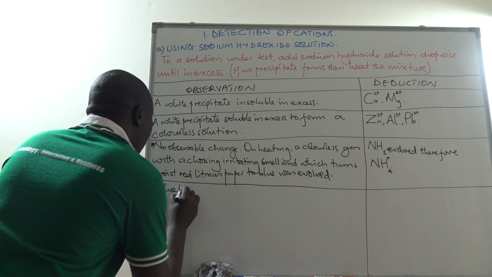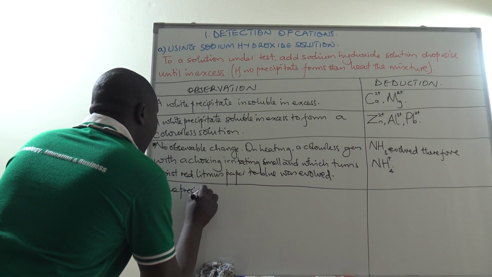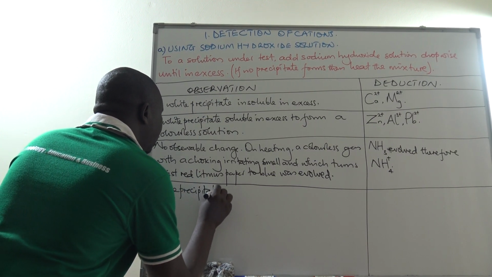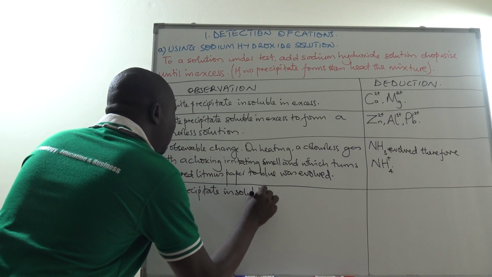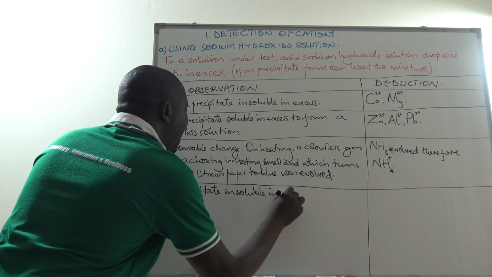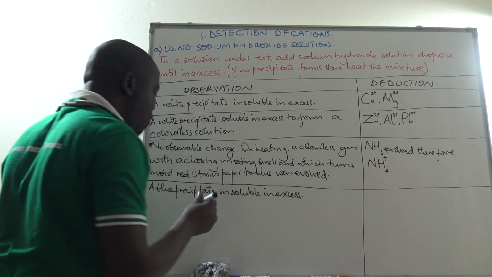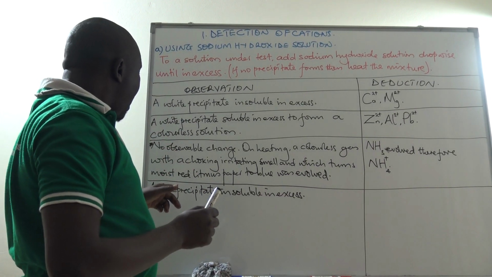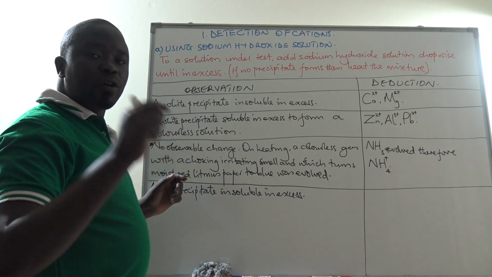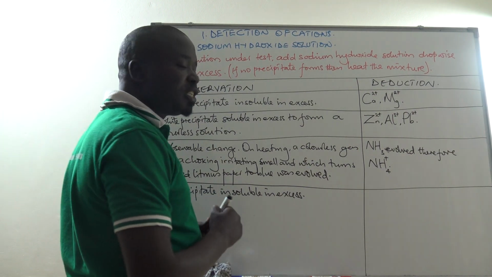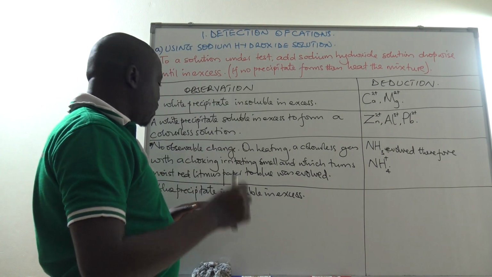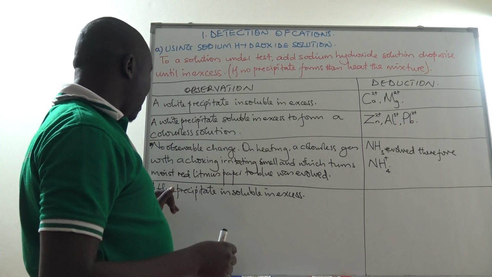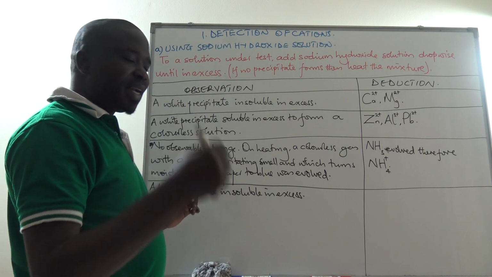A blue precipitate insoluble in excess. What does blue go with? Blue goes with copper 2 ion in this case, as we saw earlier on with our preliminary test. So you can see it's trying to follow us here with the colors of the cations.